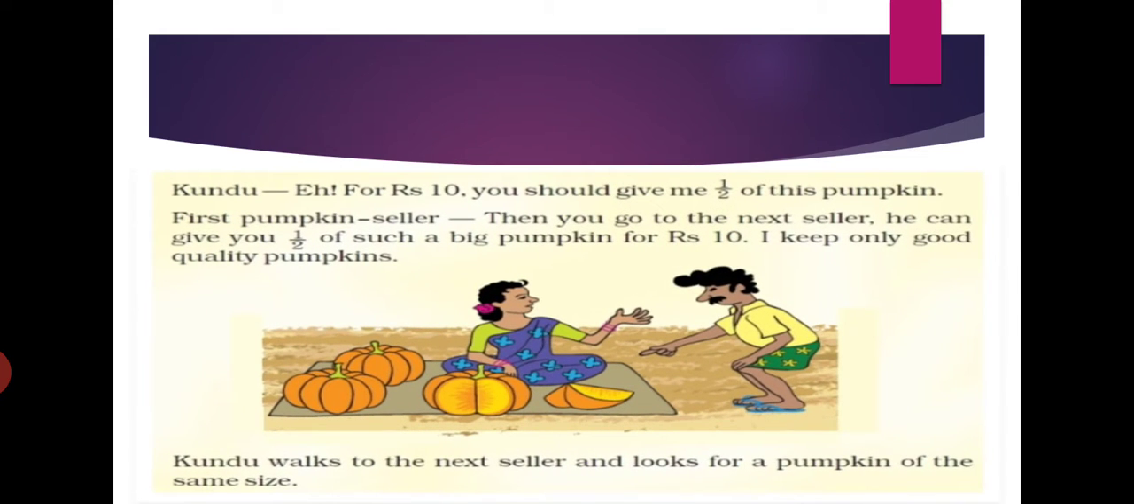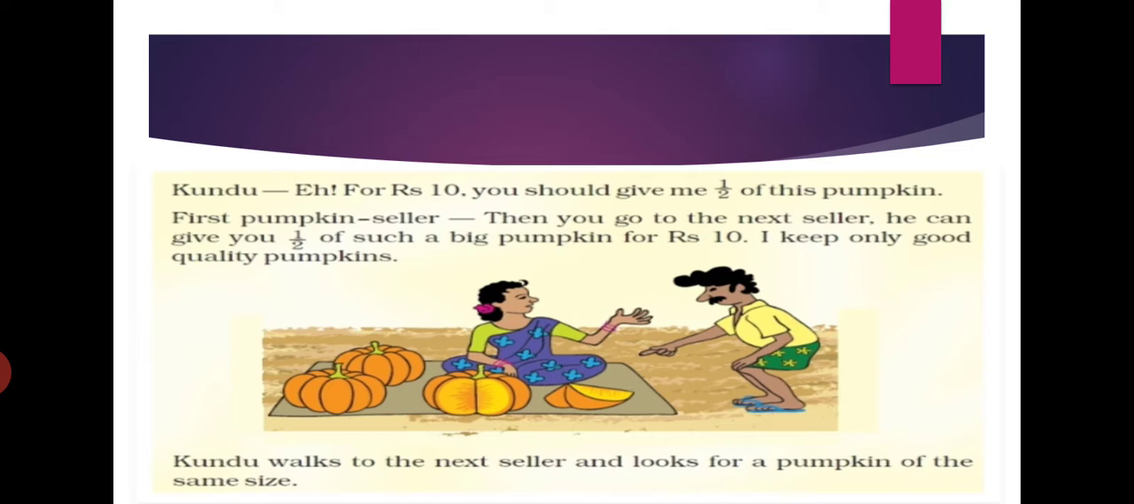Next, Kundu: for rupees 10, you should give me half of this pumpkin. First pumpkin seller: then go to the next seller. He can give you half of such a big pumpkin for rupees 10. I keep only good quality pumpkins. So Kundu walks to the next seller and asks, looking for a pumpkin of the same size.